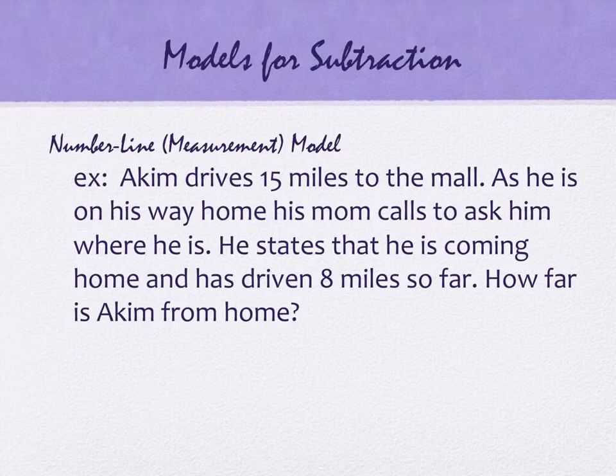So this is a measurement model. It's using values. We talked about this last time. Using values where partitioning it down makes sense. Like, can I talk about a half a mile? Yeah. Okay, so we're actually not counting objects, we're counting, in this case, a distance. So a number line model is a really good picture for what's going on here. So here's home over here.